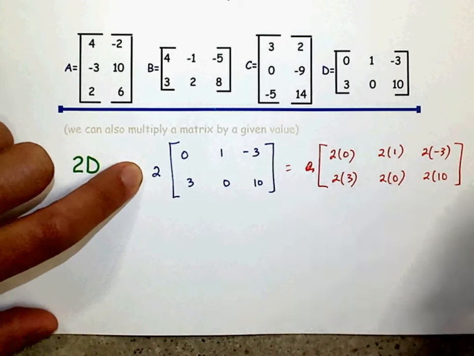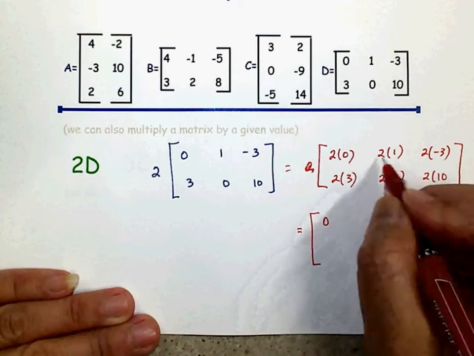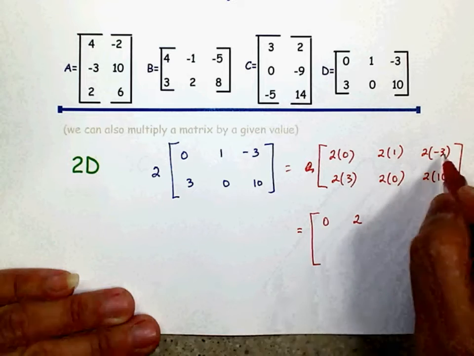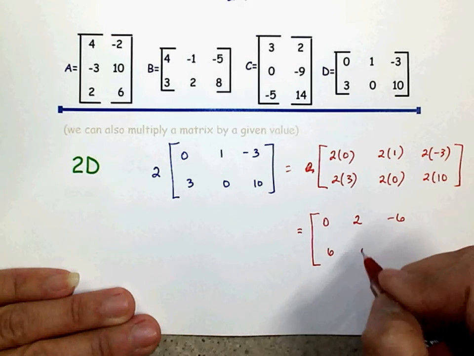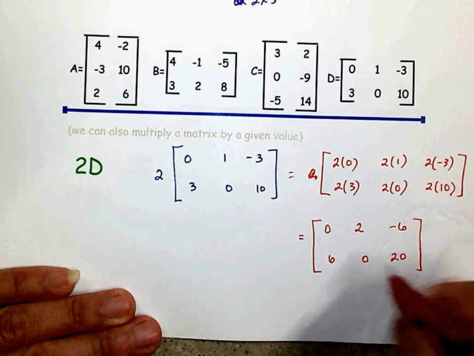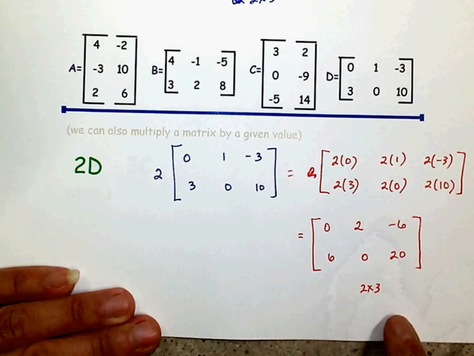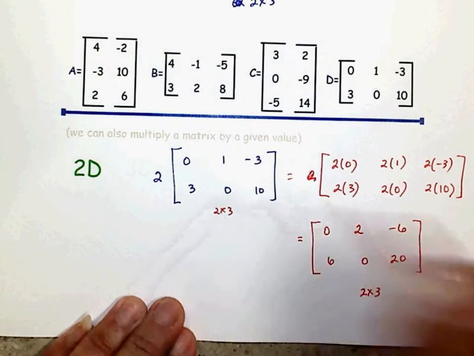Now we're going to simplify. 2 times 0 is 0. 2 times 1 is 2. 2 times negative 3 is negative 6. 2 times 3 is 6. 2 times 0 is 0. 2 times 10 is 20. Notice you still have a 2 by 3. Okay? That didn't change. Start off with a 2 by 3, ends up with a 2 by 3.